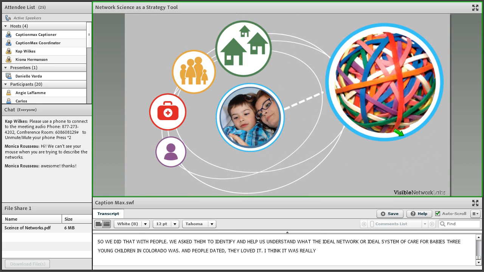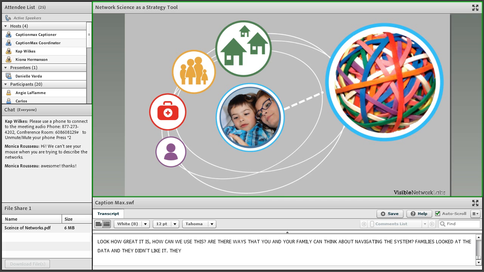This is the exercise that we do with folks on trying to build their ideal networks. We did that with people. We asked them to identify and help us understand what the ideal network, the ideal system of care for babies and young children in Colorado was. And people did it. They loved it. I think systems people love doing this kind of work. And it was really fun to go through that process with people.